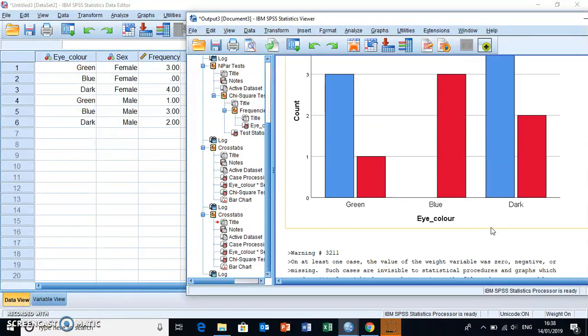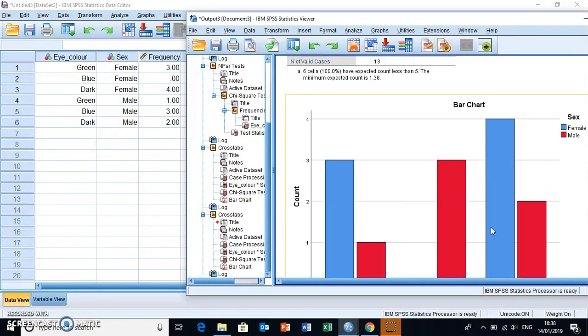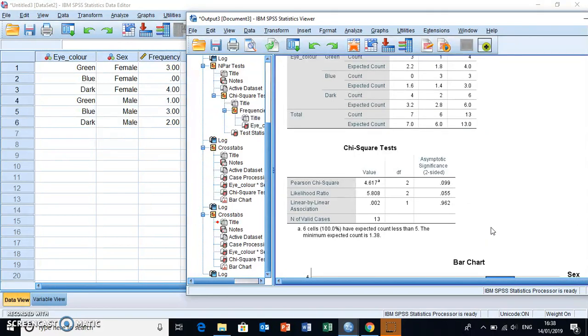And if you watch the other chi-squared video, it then shows you how to run chi-squared tests when we're just interested in the distribution of one variable and not an association between two.